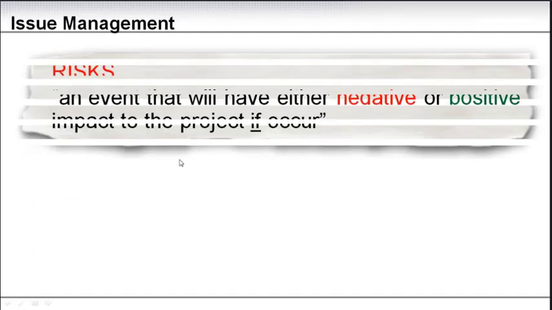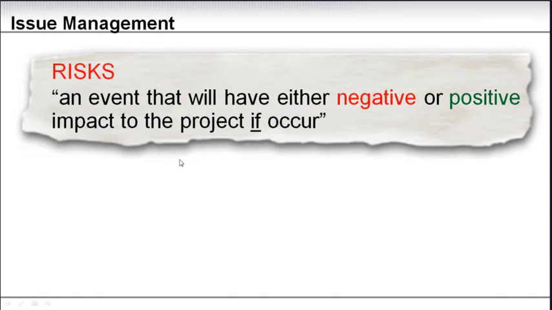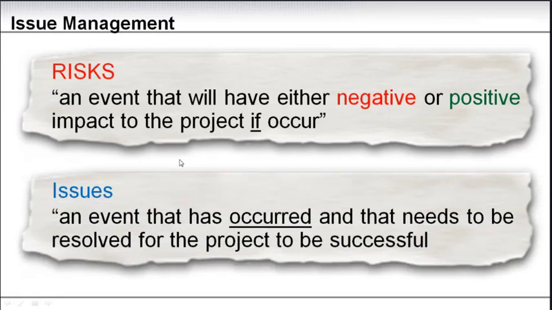That leaves one item left in the agenda, and that's issue management. So let's first recap what a risk is. A risk is an event that will have either a negative or positive impact on the project if it occurs. Now, an issue is an event that has occurred and that needs to be resolved for the project to be successful. It can be a high priority issue with high impact, or it can be a low issue that doesn't have impact now, but it has happened, otherwise it's not an issue, but it doesn't have significant impact at this moment.